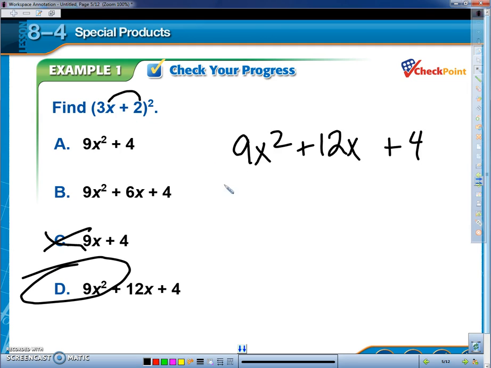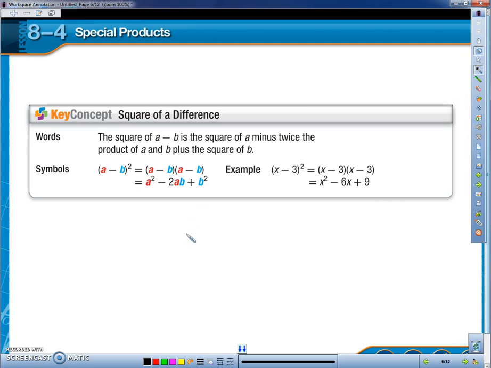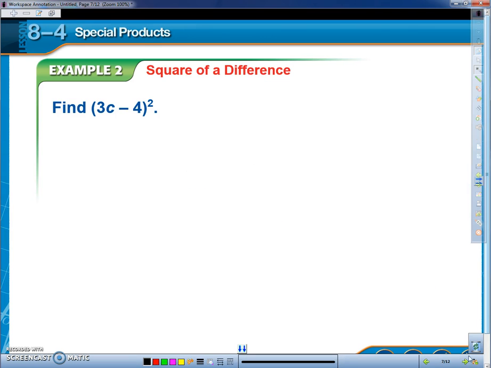Remember, there's nothing wrong with going 3x plus 2, parentheses, 3x plus 2. You can do that. This is just a shortcut for special products. All right, going on. What if there are differences? What if it's a minus b squared? Well, it's going to be a squared minus 2ab plus b squared. This is the difference right here, that minus sign. And we'll work through an example and show you how you get that minus and how you get this positive sign right there. 3c minus 4.